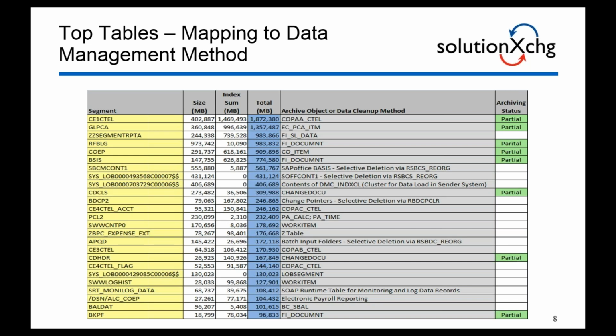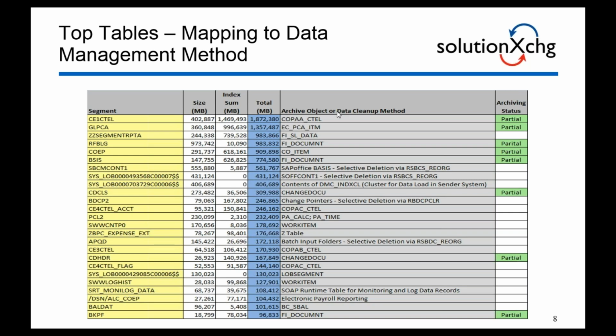This is just an example, and the process of then mapping that to data management methods. So this is just a representation of that. Here are your tables or segments on one side. We also look at LOB segments as well. So we have to look at the contents of those LOB segments to identify what data is within those LOB segments. As mentioned before, we look at the total size of the table and the indexes, and then we map the table to a particular archive object.